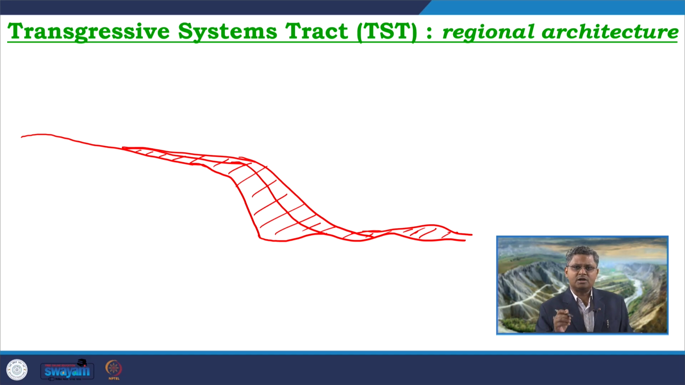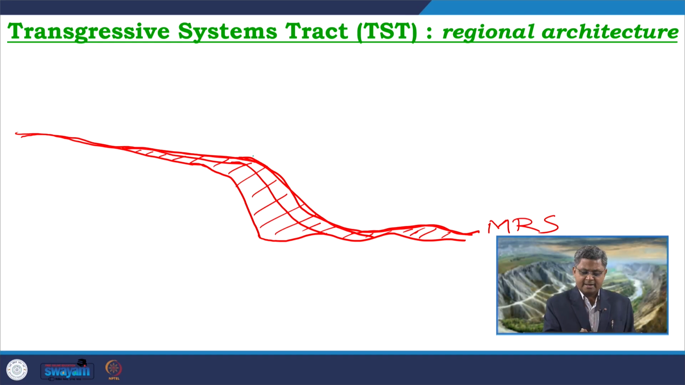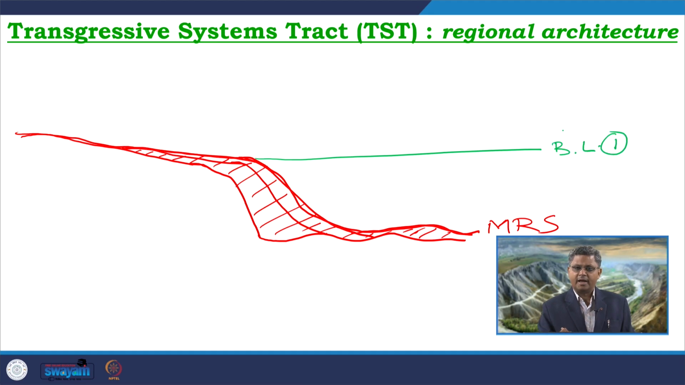So, at the start of the TST, what are we getting? We have this surface available for deposition. This is the final surface which is available for deposition. So, this surface is the maximum regressive surface. Now, on this surface, at the start of the transgressive phase, the base level was here, and then it is rising up. So, the base level is gradually reaching to level 2, for example.